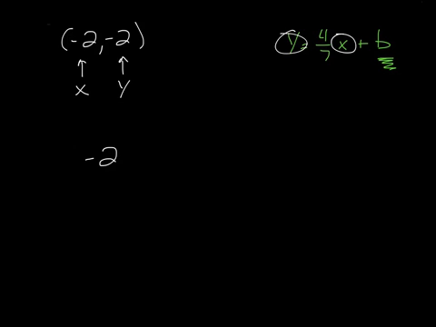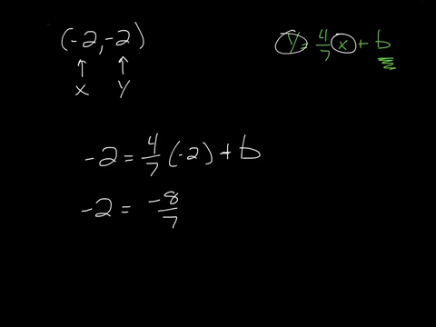So y is -2 and x is also -2 in this situation, and we don't know our b. We're actually going to solve this equation for b. So I'm going to do this multiplication fairly quickly. 4/7 times -2 would be -2 over 1, giving us -8/7 plus b. Then we're going to add 8/7 to both sides of the equation to isolate the b value.